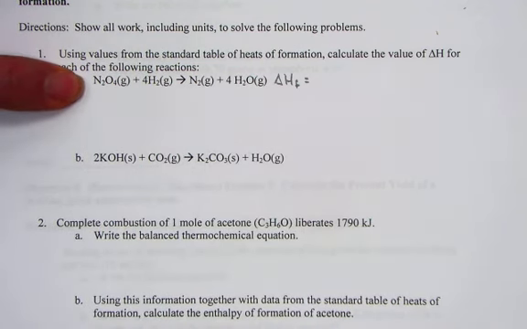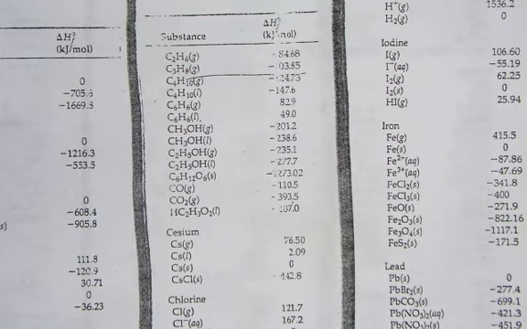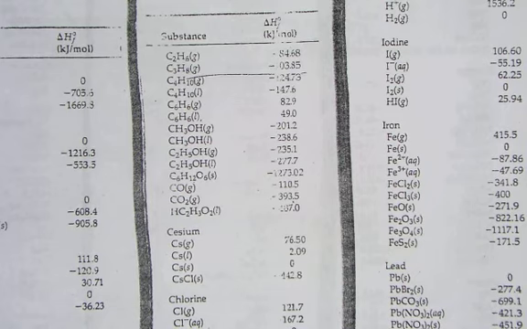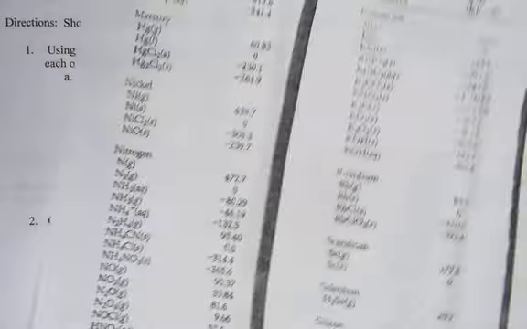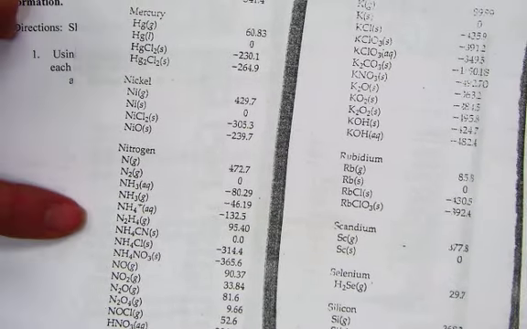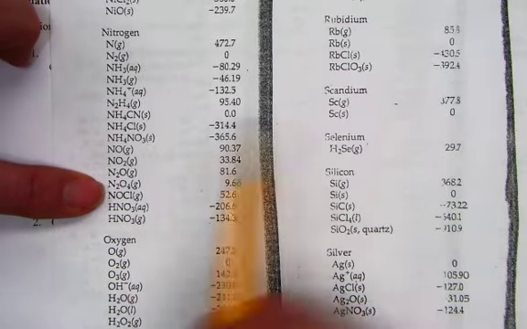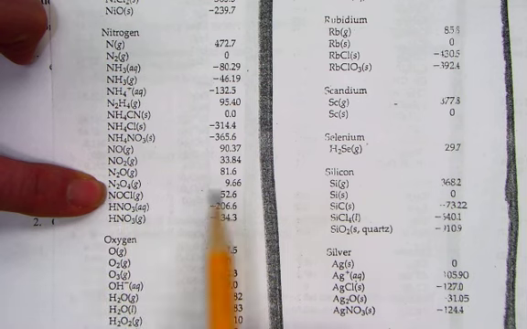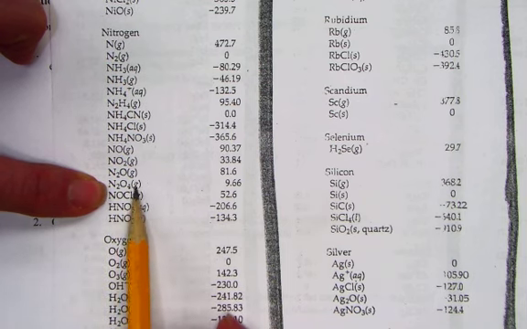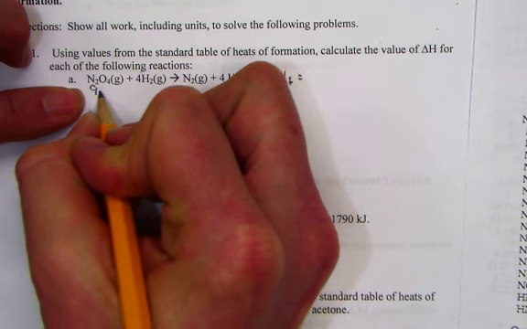For instance, N2O4 as a gas. Remembering the Appendix C, the thermodynamic values are listed in alphabetical order. I want to find the N's, so I'll flip to the back side and start searching down for N2O4 gas. I'm finding N2O4 on the back column, a little more than halfway down. N2O4 as a gas is positive 9.66. Let's record that right underneath it.